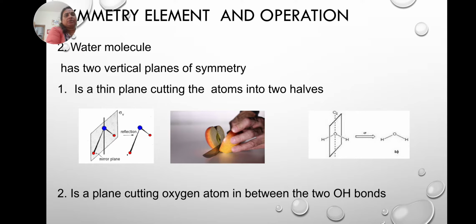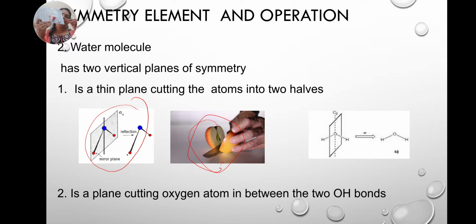Then you will take water molecule. Water molecule, if you take, you have two vertical planes of symmetry. One is a thin plane cutting the atoms into two halves. This is what I have shown in the diagram. You can see atom and you take it as an apple, and when the apple is cut, a plane forms. Similarly, it passes through the middle of the oxygen and hydrogen like this. Okay, so what happened, the molecule will be reflected in the similar way. This is what is shown here.